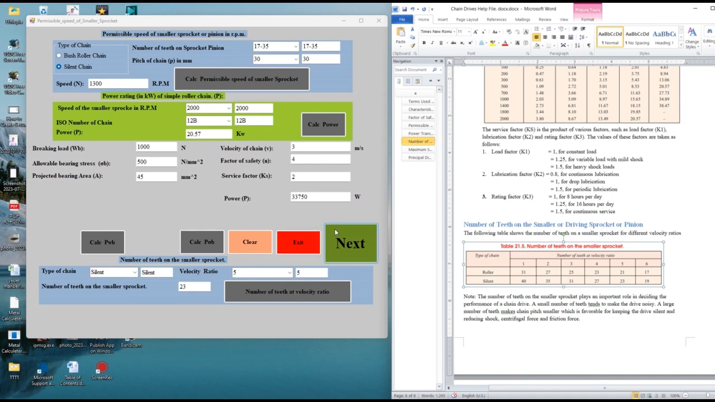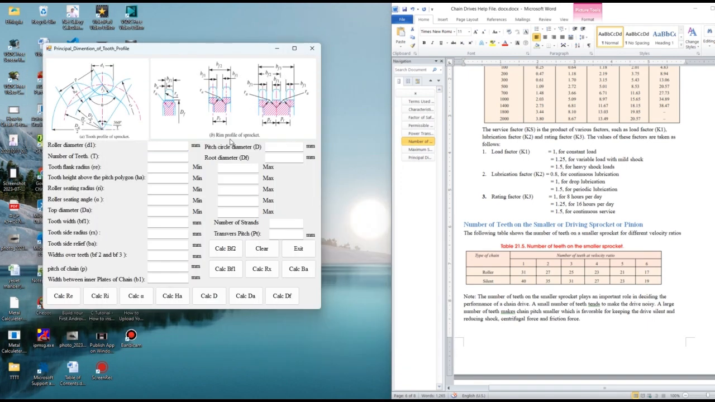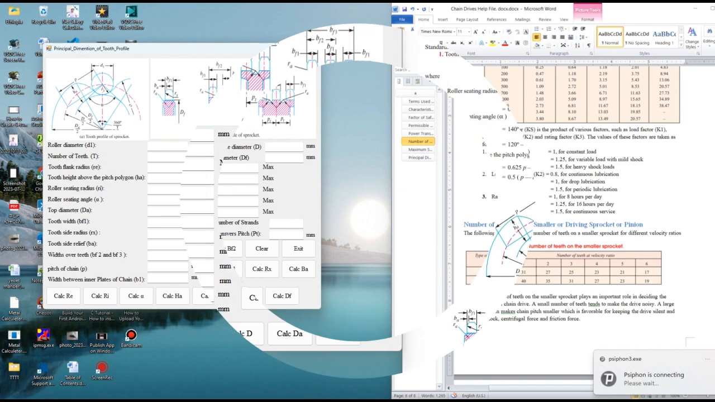These are the second section of my chain drive calculator. Next we will see the next section of my sprocket calculator.